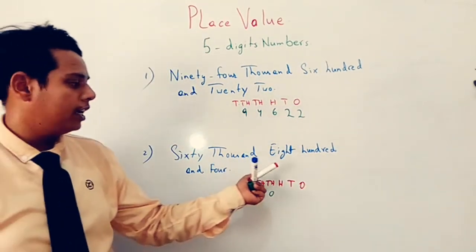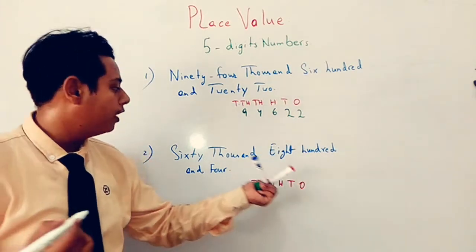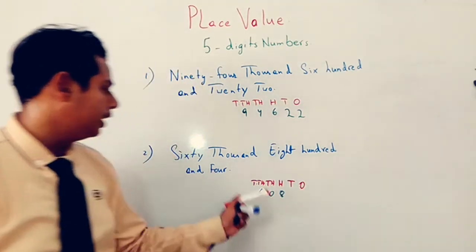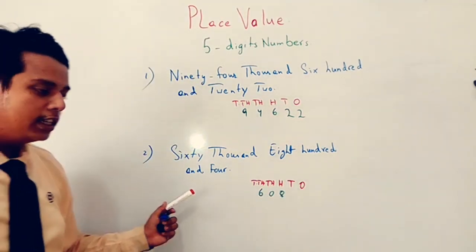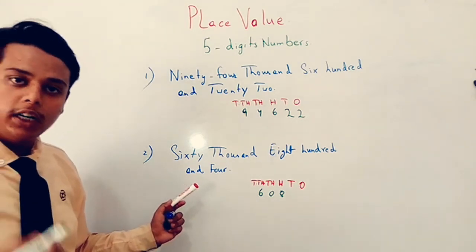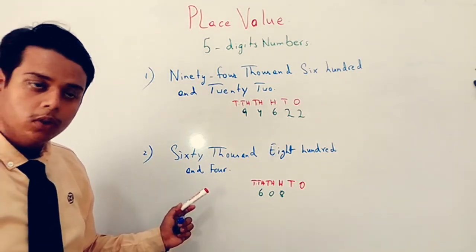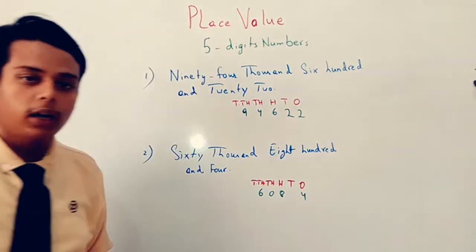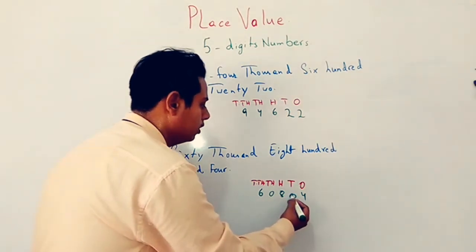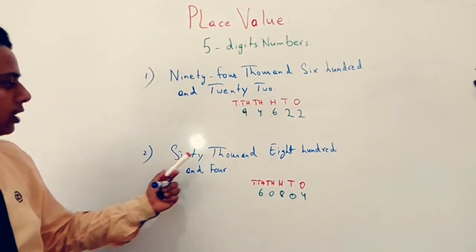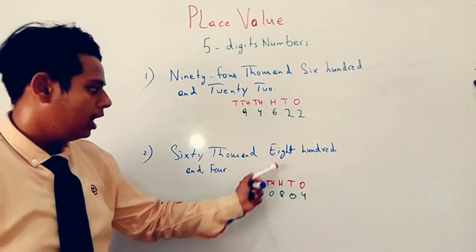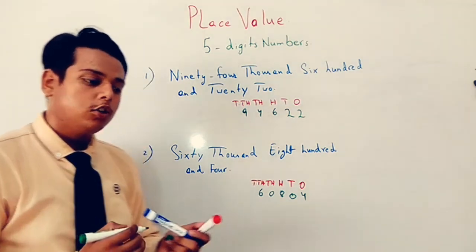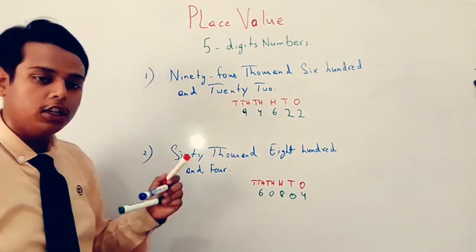Fine. Then 800 means at the place of 100 what will be written over there? 8. क्या लिखा हुआ होगा वहाँ पे? 8 लिखा होगा. And 4. Is there any tens over there? Means 20, 30. No. Fine. So just simply 4 is there. So at the place of ones I am placing 4. And at the empty place what do I write? 0. So what number is there? 60,804. So that is the simple and easiest way to convert the inverse form into the numeral form.